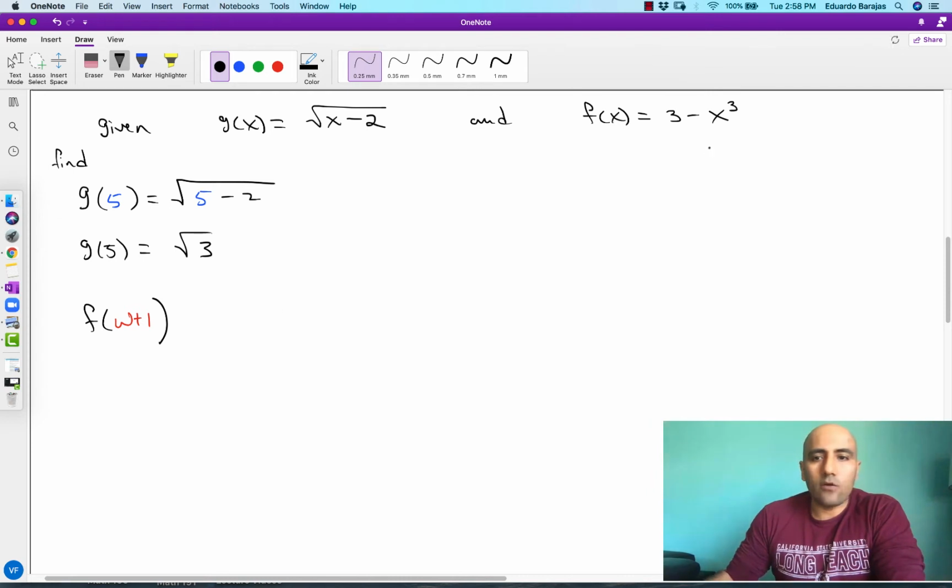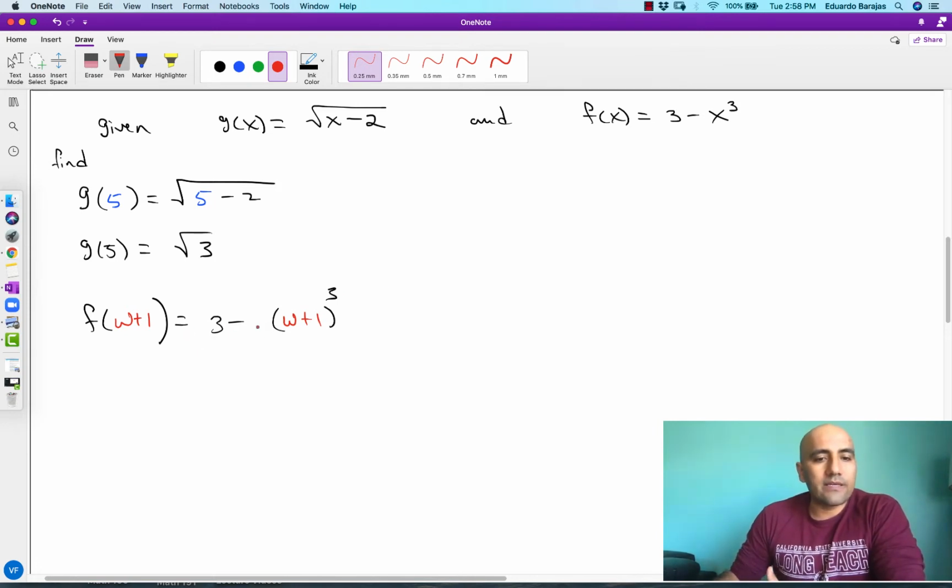Okay, so now I got to go over here. Here are my instructions. The input is x. X gets cubed. 3 minus x cubed. Okay, so this is going to be equal to 3 minus blank cubed, where that blank has got to be that w plus 1. Okay, you can simplify it after that.